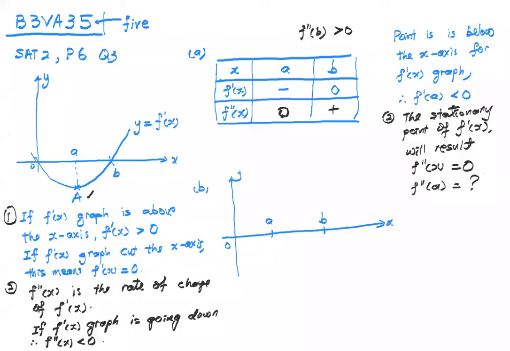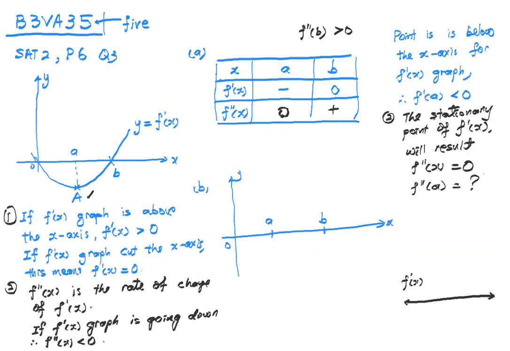How am I going to draw the graph of fx? I told you already, every time if I want to draw the graph of fx, I try not to draw the graph first. I try to get the sign diagram of f prime x and f double prime x first. So I get the sign diagram of f prime x based on the graph of f prime x. The sign diagram will go like that.